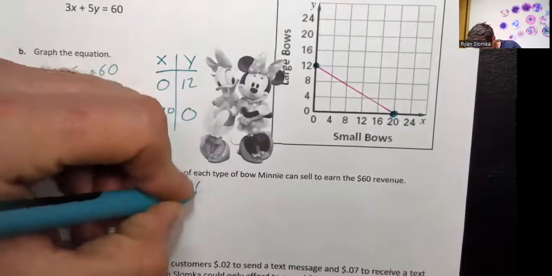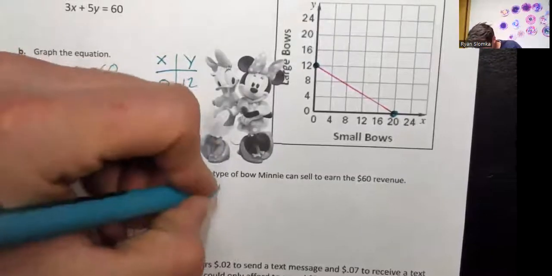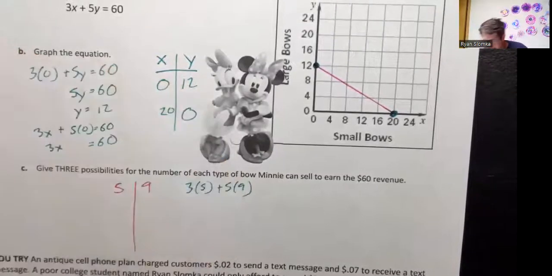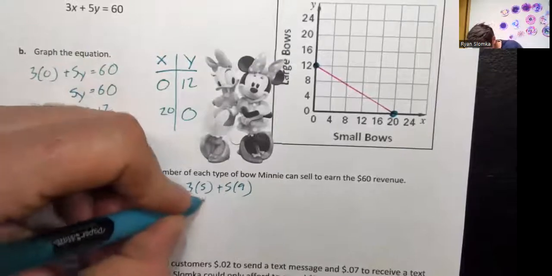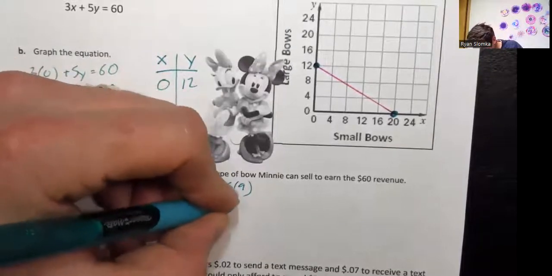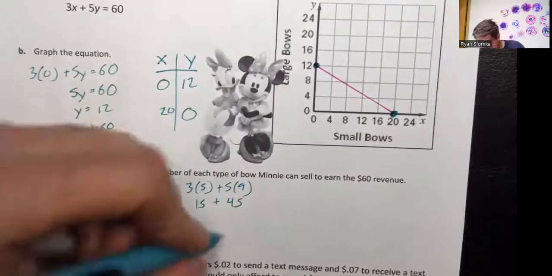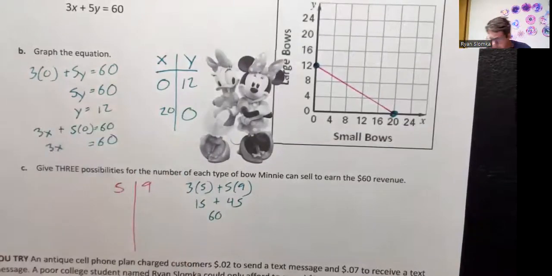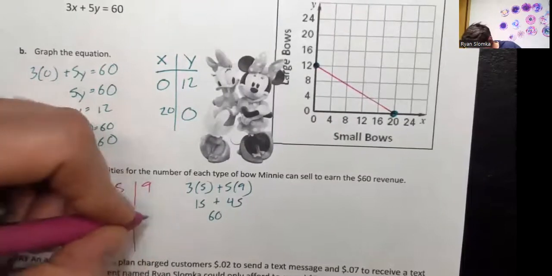That would be 3 times 5, and that would be 5 times 9. If you do 3 times 5, that's going to be 15, and 5 times 9 is 45, and 15 plus 45 is going to give you 60, so that works out just fine.